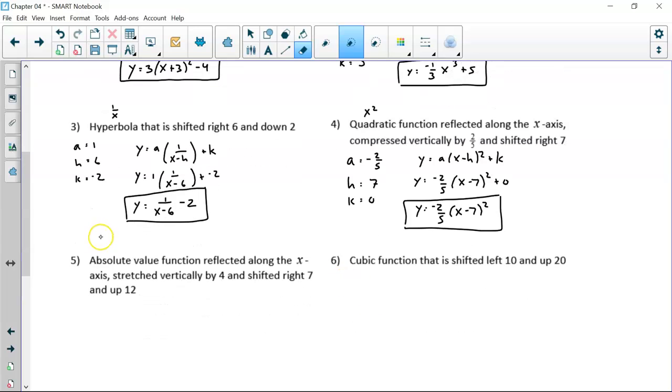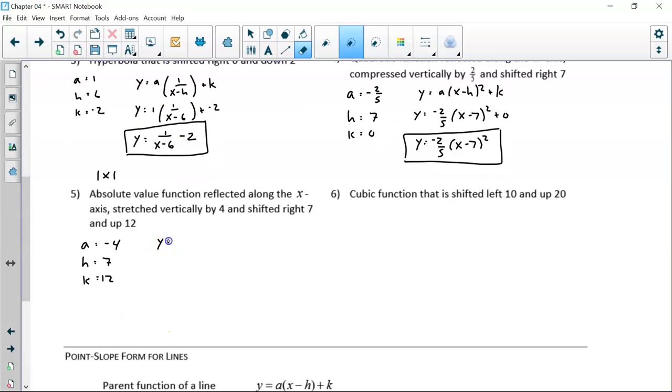Number 5 is an absolute value function. So it's got a reflection along the x-axis and stretched vertically by 4. So a is negative because of the reflection, and 4 because of the stretch. Then it's going to go to the right 7, so h is 7, and k, we're going up 12, so k is 12.